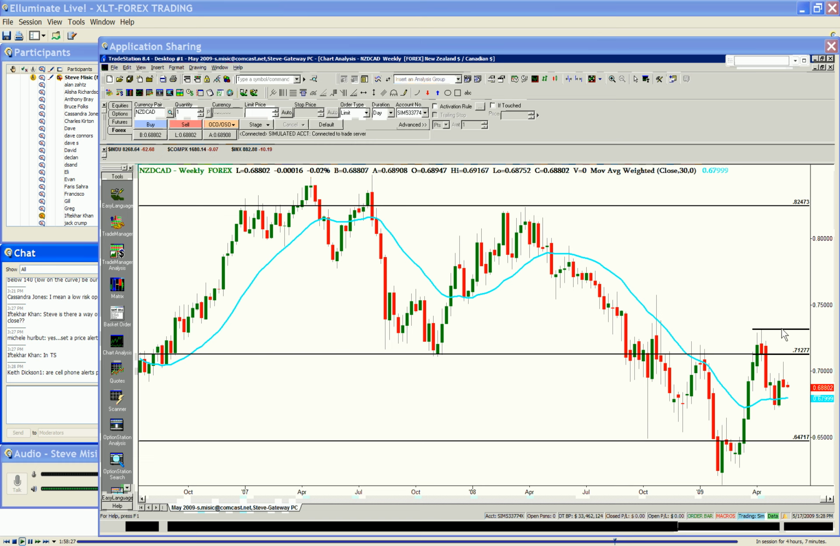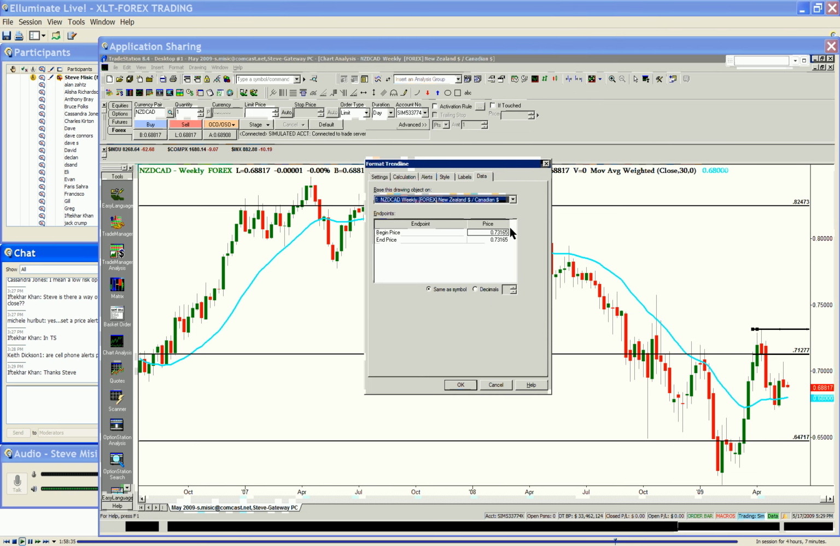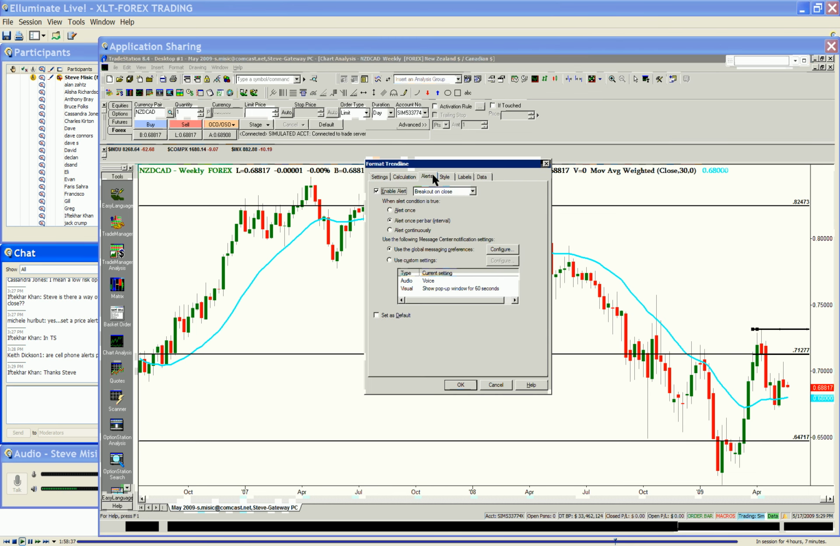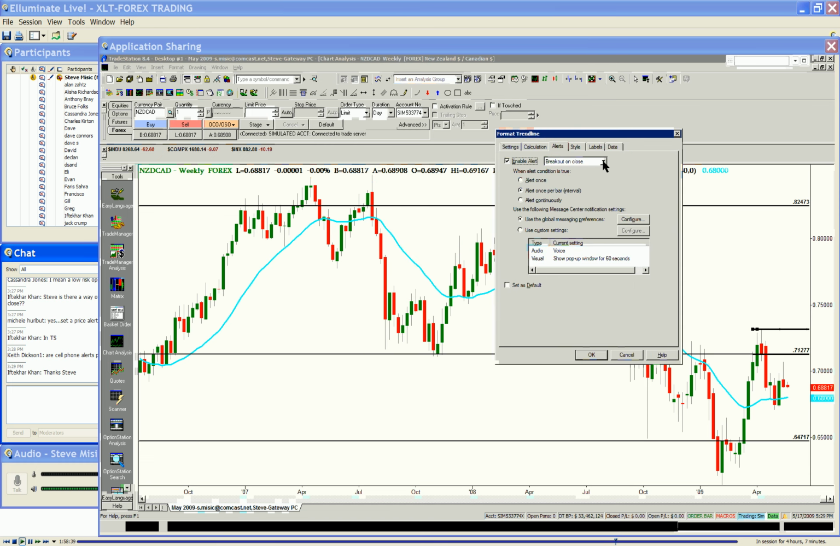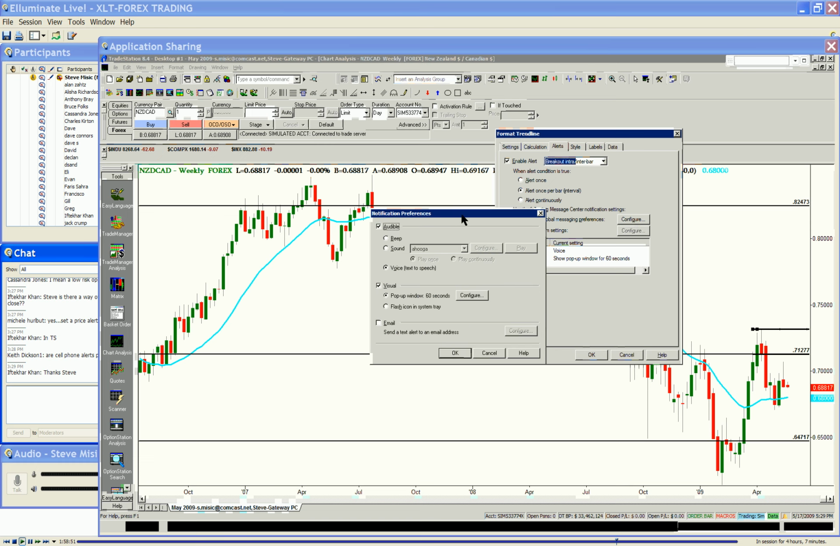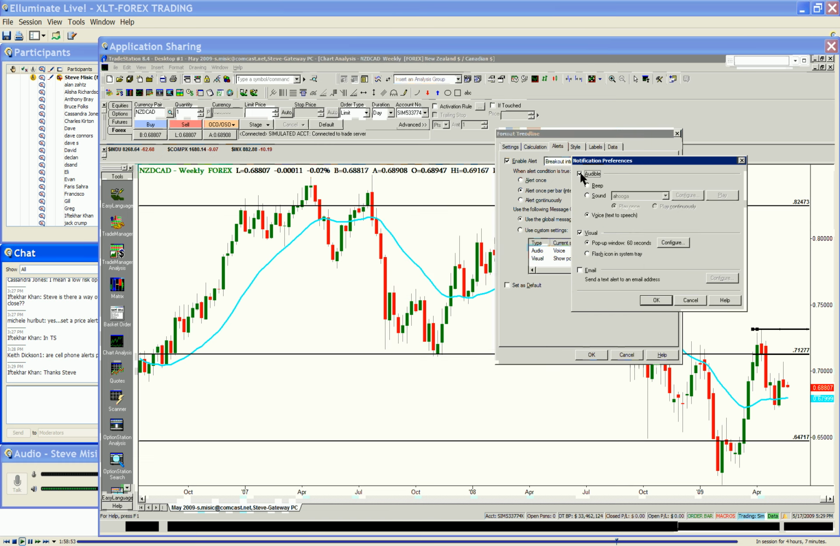Same for the trend line. Right click. Yeah, Keith, I'll show you how to do that too. Send alerts to your trend line. Format trend line. Go for alerts. Change your setting to breakout intrabar, interbar. Alert once per bar interval. Check that box. Now, use global messaging preferences. Hit configure. Okay. It brings up this box here.